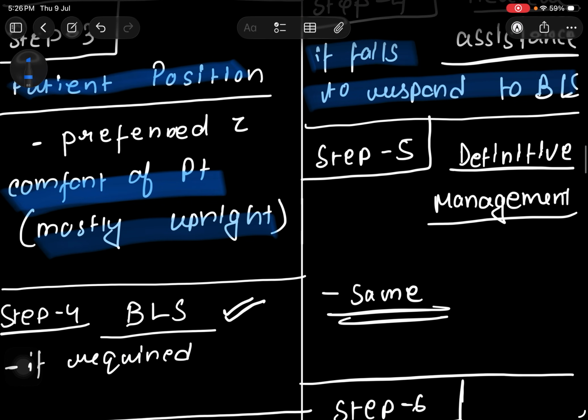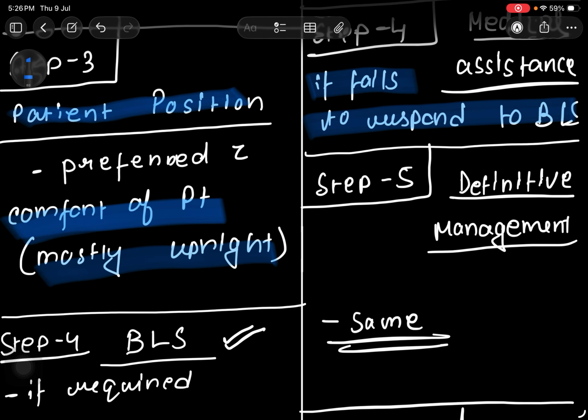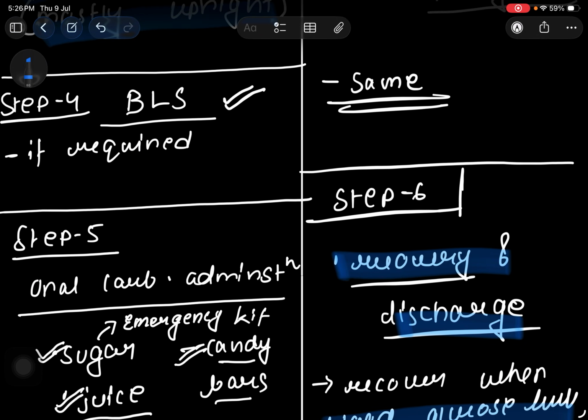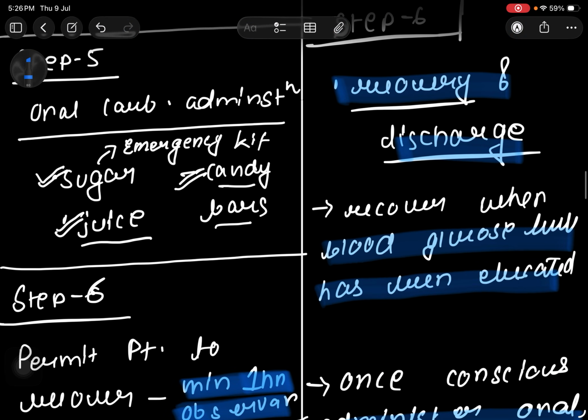And now, as the patient is conscious, we will position the patient according to the comfort of the patient, so mostly upright. Now we will give BLS if it is required. If not required, we will skip the step. Then oral carbohydrate administration is the most important step.